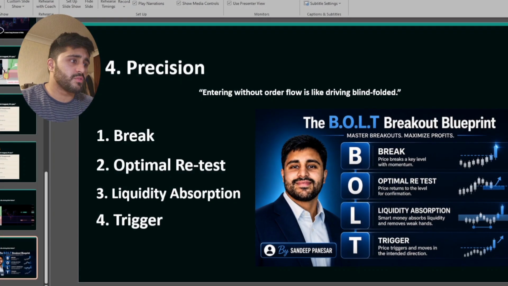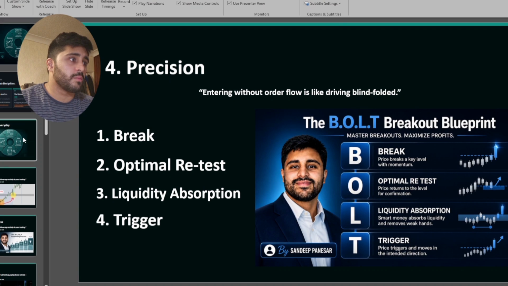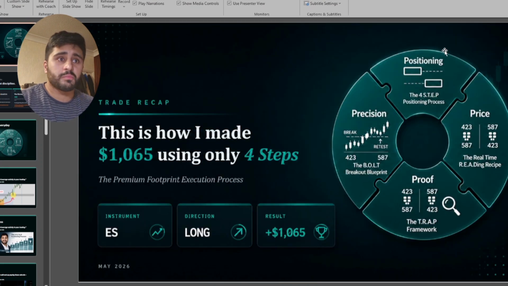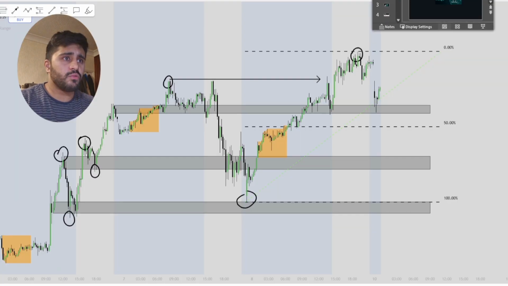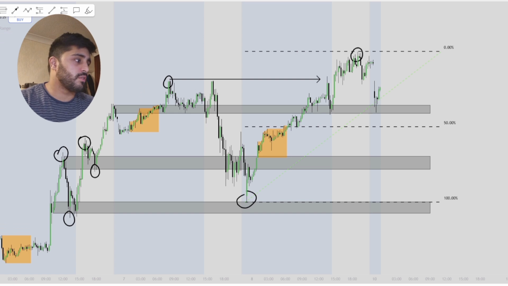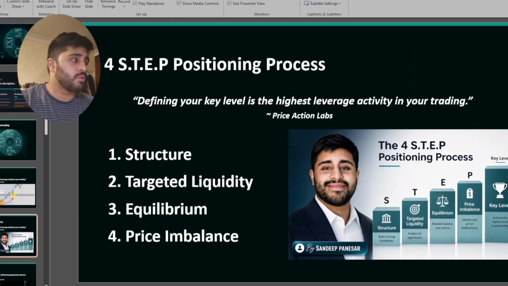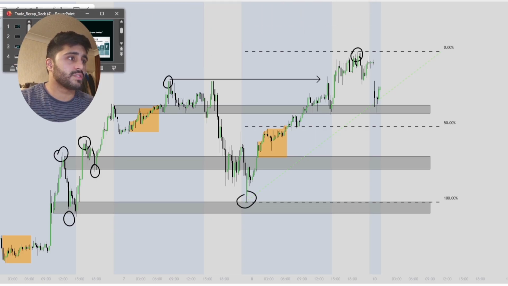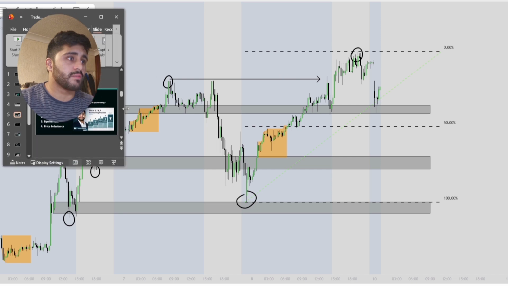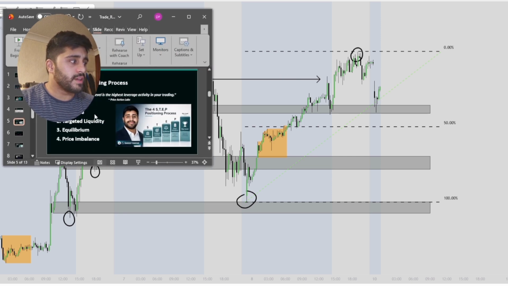So our first process we had was, if you remember, let's go back to here, positioning. So how do you position yourself as a trader? Positioning is very important because we are now going to use the four-step positioning process. So always remember what we had here. This was our 4-step positioning process right here. What we're looking at is structure, targeted liquidity, equilibrium, and price imbalance.